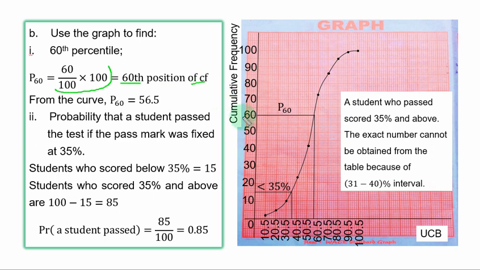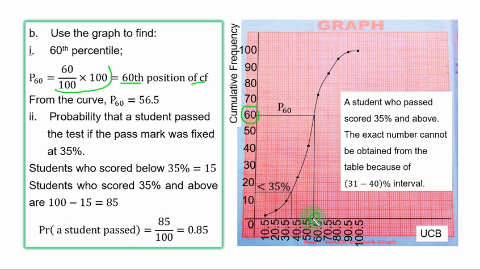From the curve, you locate 60 on the vertical axis, you trace it to the curve, and you trace down to the upper class boundary axis, and at that point you have 56.5. I've told us before that one line is 2, so from 50.5 you have 52.5, 54.5, 56.5.